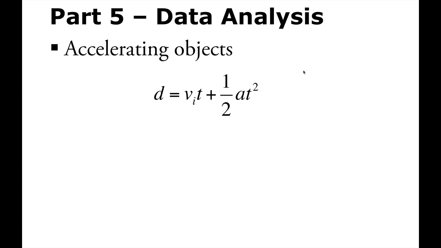D, displacement, is equal to VI, initial velocity, times the time of travel, plus 1/2 a, the acceleration of the object, times t squared. What kind of equation is this? If I rearrange the equation to look like something that I might do in math class, it looks like this. And I can see that if I simplify this a little, it starts to look like something t squared plus something t plus something equals 0.